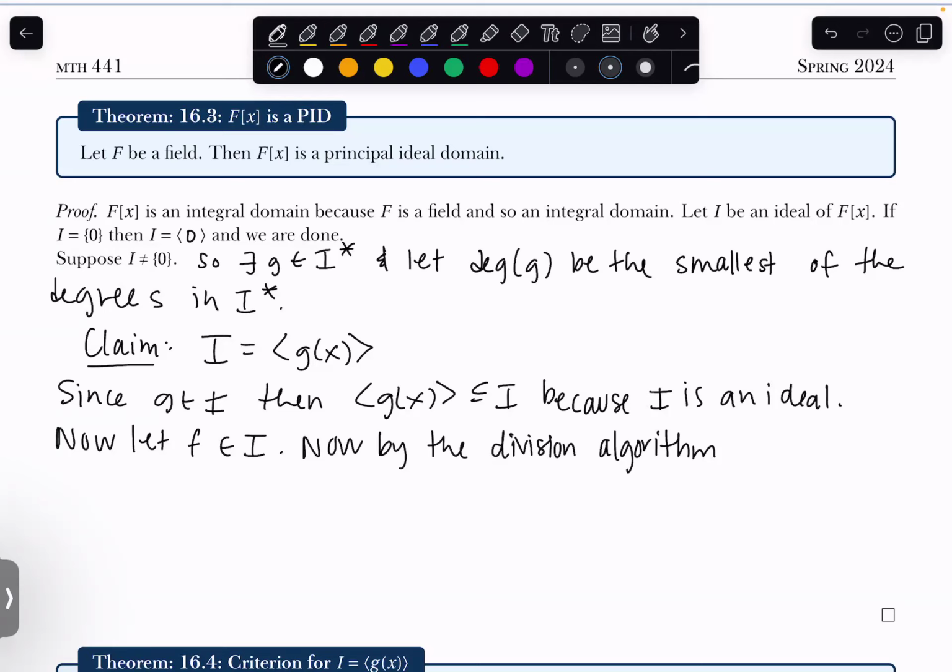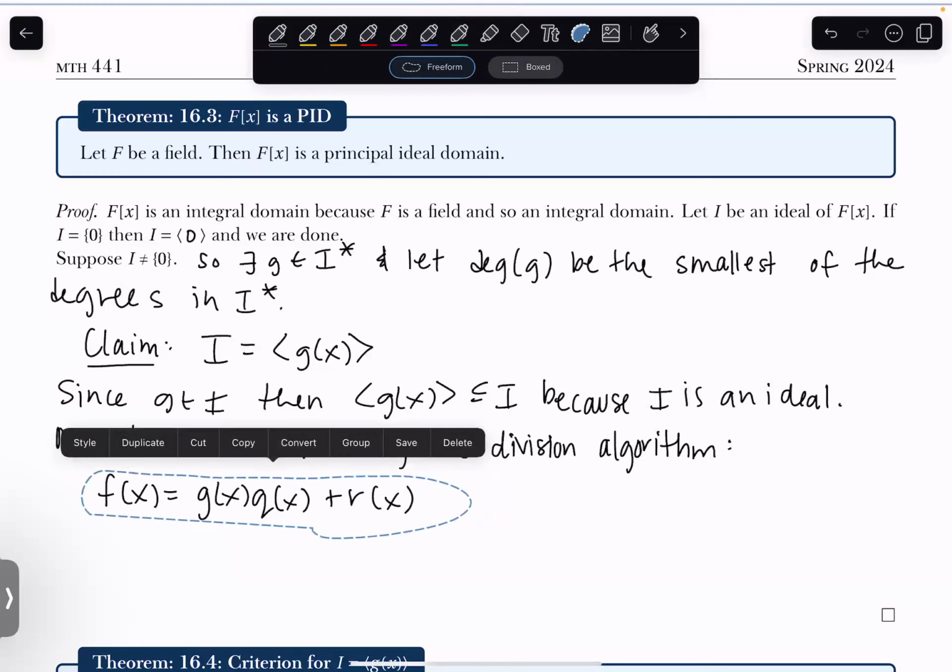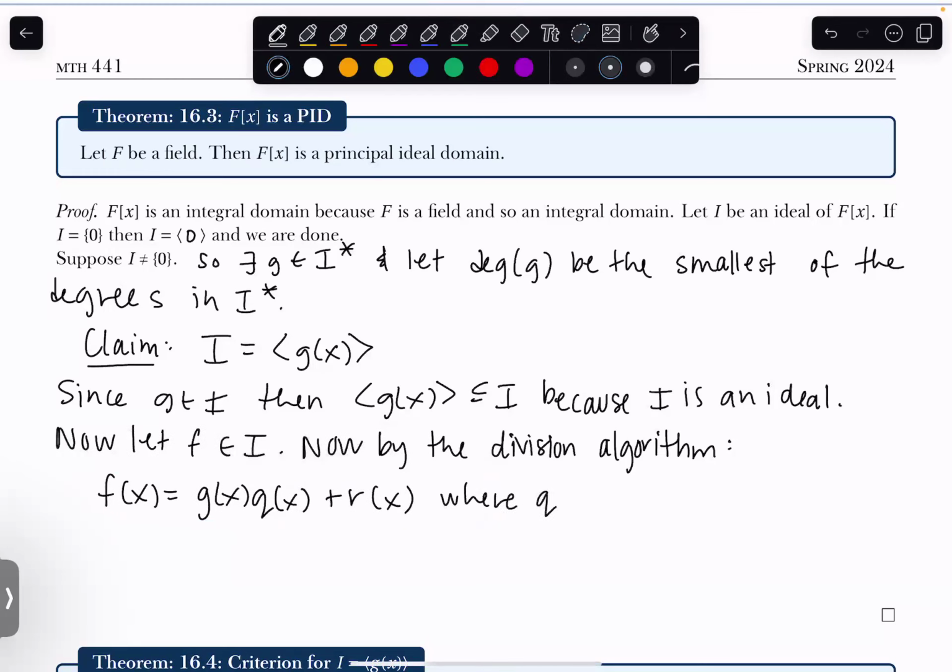Okay, so here what we can say is that F is going to look like G times some other polynomial, and maybe here I'll put X's, it doesn't actually matter, plus my remainder, where I know Q and R are in my polynomial ring. And I have information about R as well in terms of its degree. So I know either R is the zero polynomial or the degree of R is less than what?